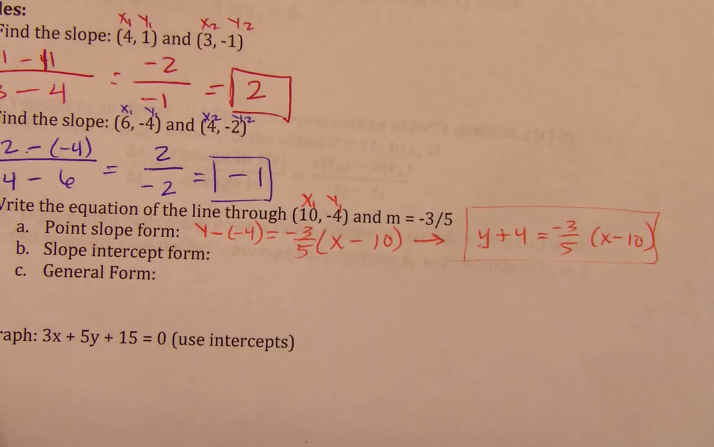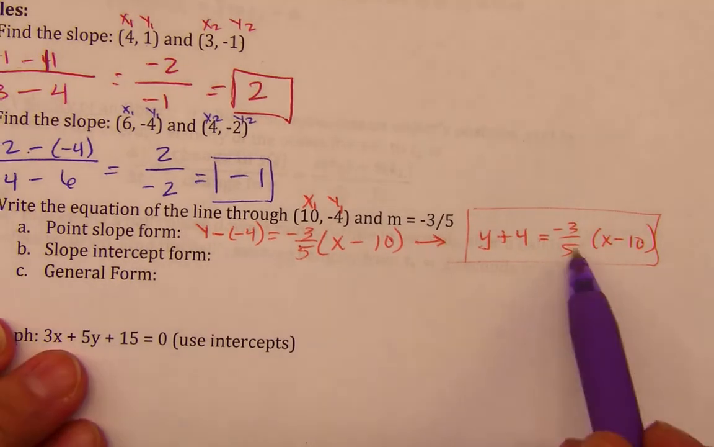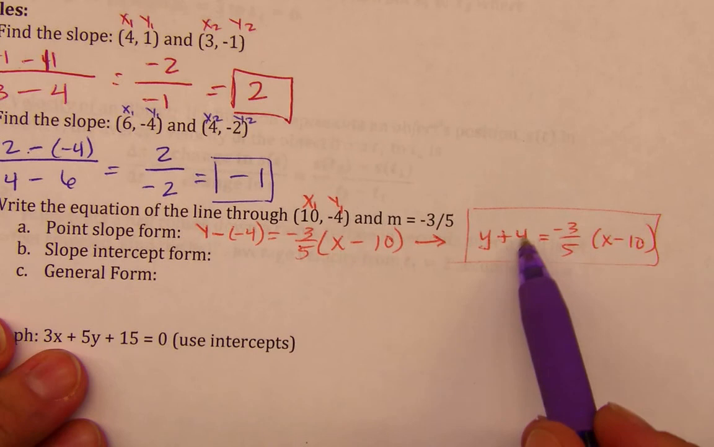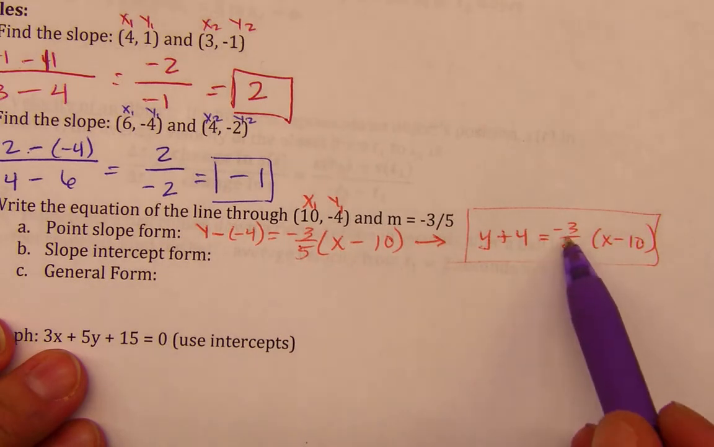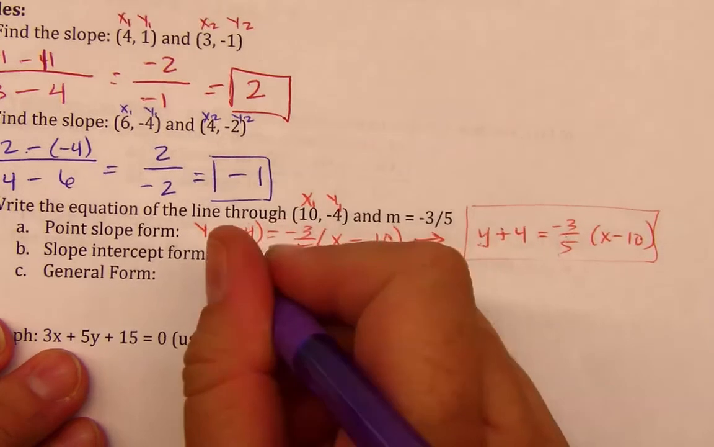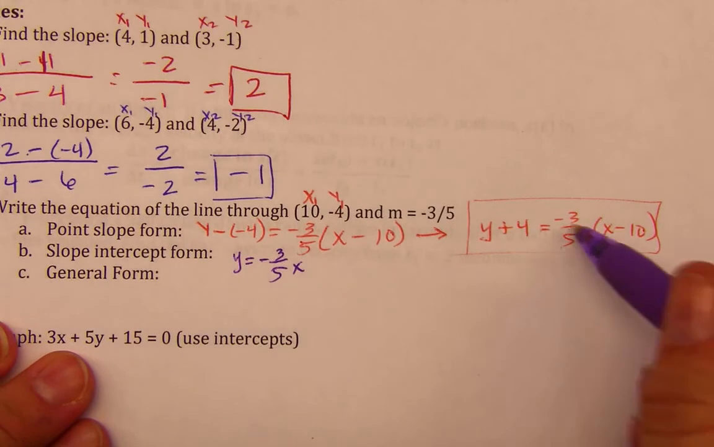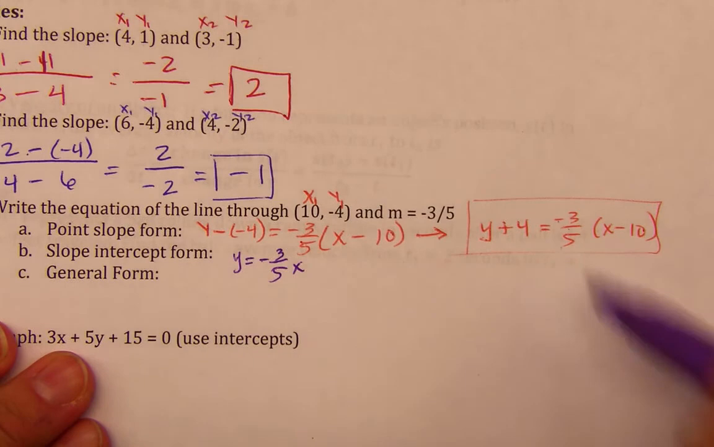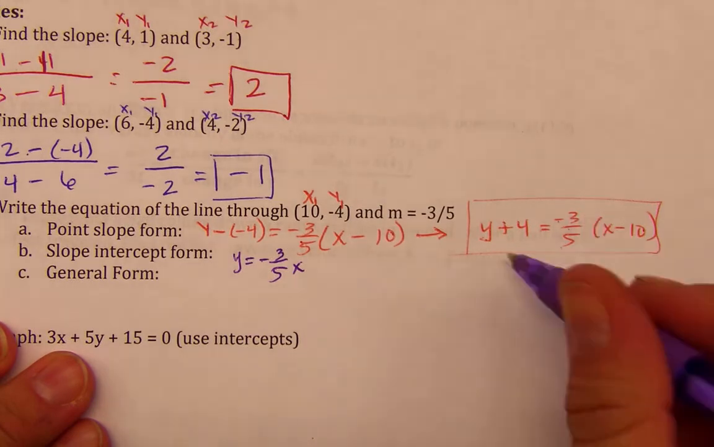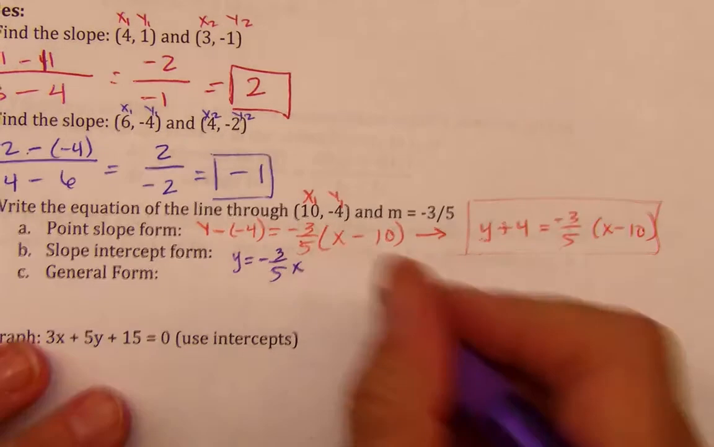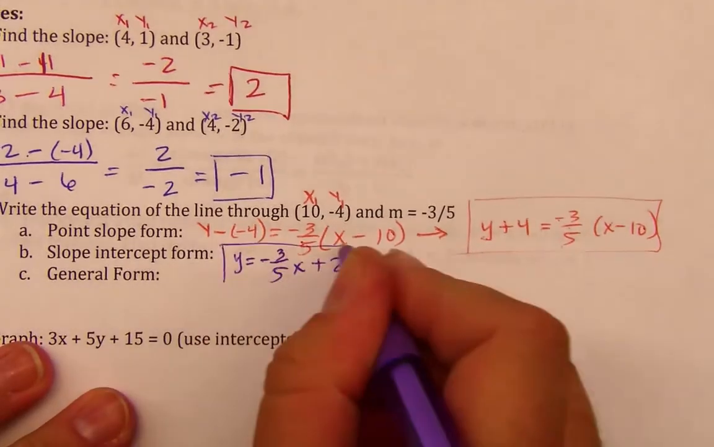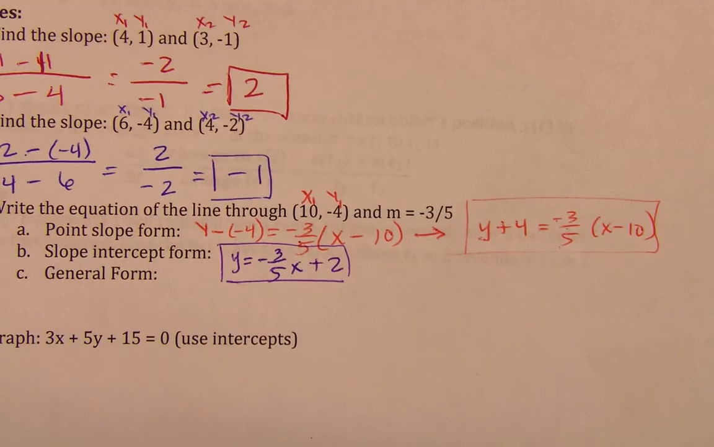Now, slope-intercept form, well, we don't know what our y-intercept is, so we're going to need to find that. We do know our slope, though. Another way to do that is to distribute this negative 3/5 and subtract 4. And negative 3 over 5 is going to give us y equals negative 3/5 x. And then we have negative 3/5 times negative 10. Well, negative times a negative is a positive. 10 divided by 5 is 2. 3 times 2 is 6. Subtracting 4 from both sides, we're going to get plus 2. And that's now in slope-intercept form.